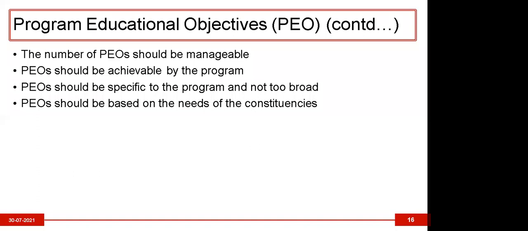So without having the capability of achieving the process, it will be very difficult for us. So that's the reason why they should be achievable. Accordingly only we can define.